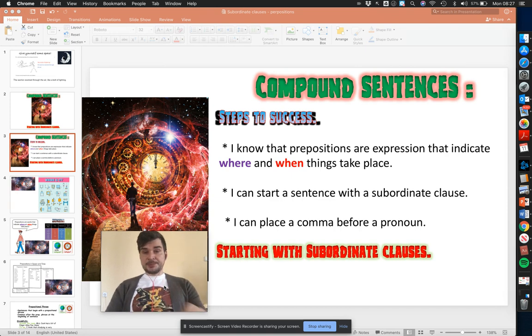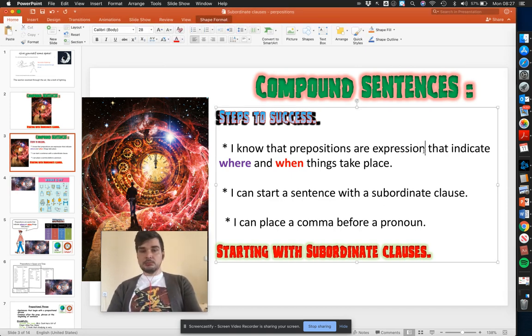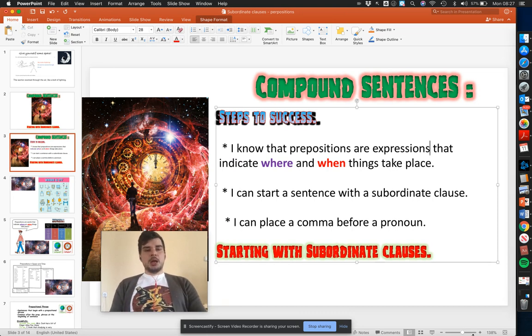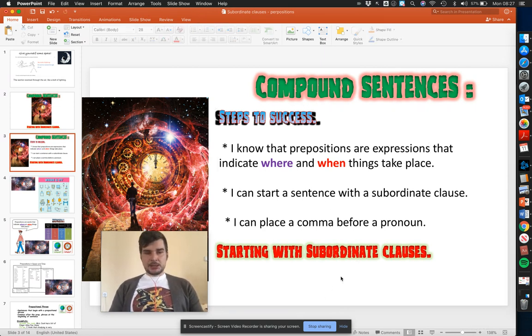Prepositions are expressions that indicate where and when things take place. So like I said, it's time and space. Space is where things are, either on top, under, next to, far away, up close, where things are. And when, it's the time, yeah? It's a location within time. So location within time and space. We're going to be thinking about where and when things are.